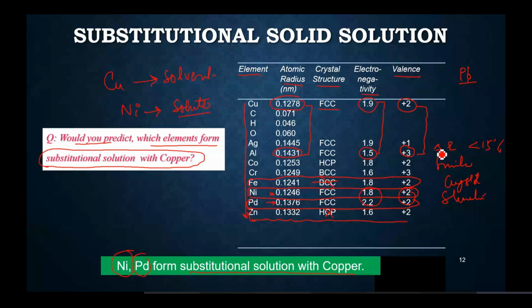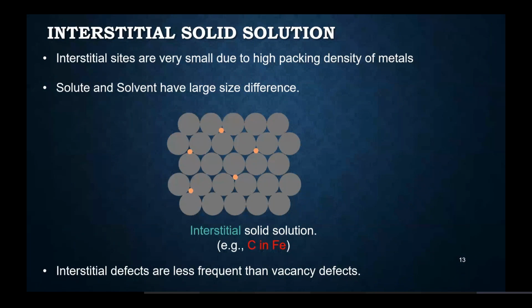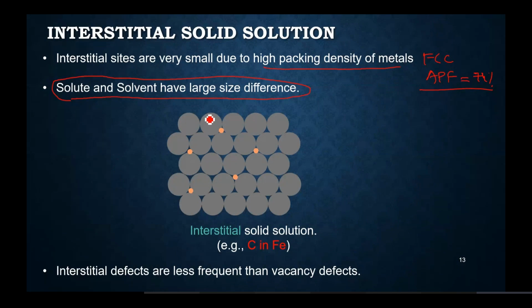All right. Moving on. Interstitial sites are very small due to the high packing density of metals. You already know for FCC the atomic packing factor is 74%. So the metals are very highly packed. Solute and solvent have a large size difference. You should have a very small atom as compared to the host atom in order to have an interstitial solid solution. Copper and iron, we have already seen the example. Interstitial defects are again less frequent than vacancy defects.